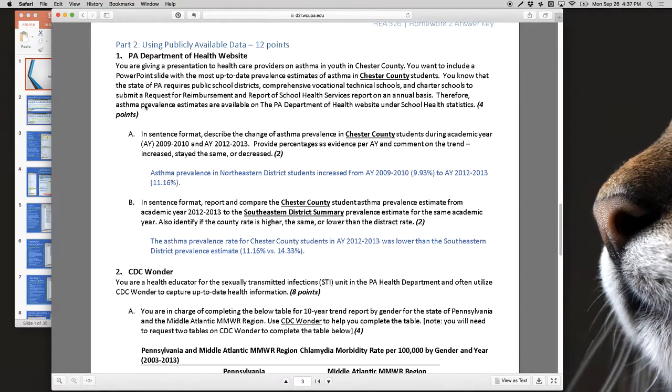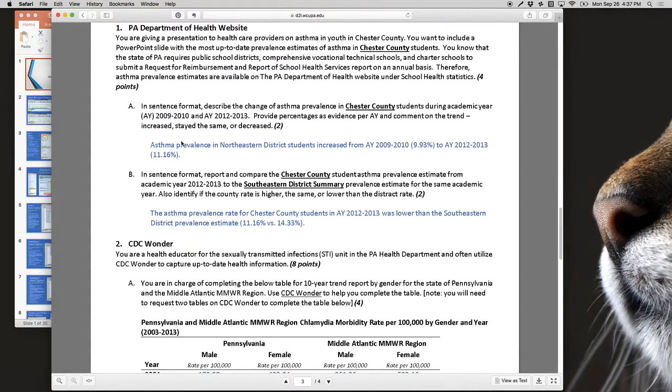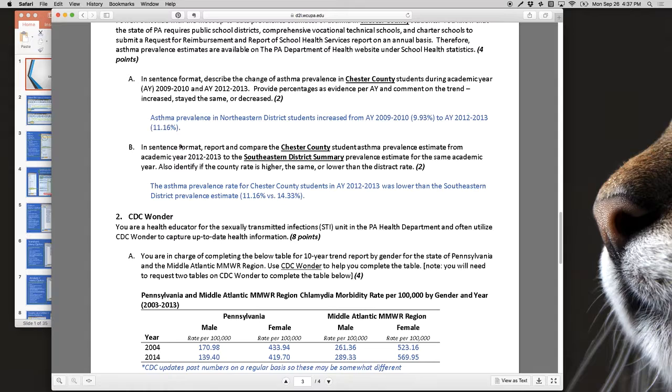Okay. Moving down to using publicly available data. So this just shows you the answers from the PA Department of Health website. So for Chester County, which this doesn't say Chester County because I didn't fix it, but the numbers are right. For the school year of 2009 to 2010, the rate was 9.93%. And from 2012 to 2013, it was 11.16.